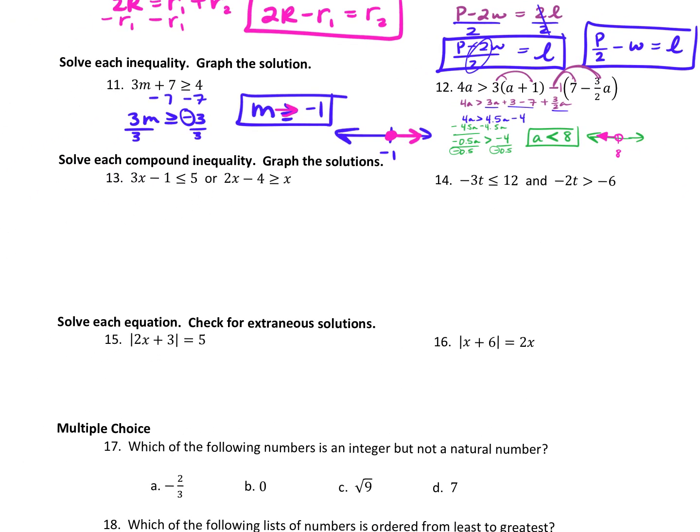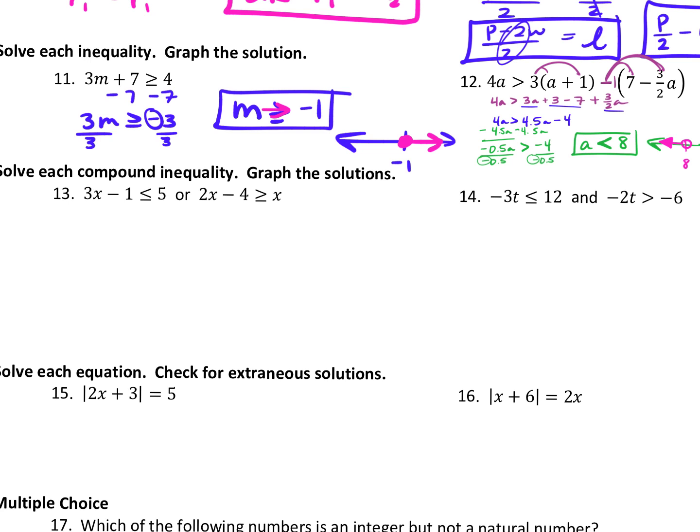All right, 13. Solve the compound inequality, graph the solutions. These you solve separately. So you're going to add, sorry, you're not adding 6, you're adding 1 to make it 6. So 3x is less than or equal to 6, divide by 3. So x is less than or equal to 2. Or, now solve this one. You could go either way. We'll just do it this way, so it's one less step.